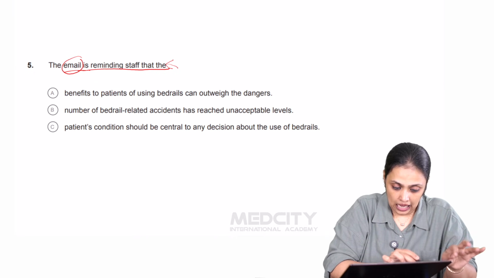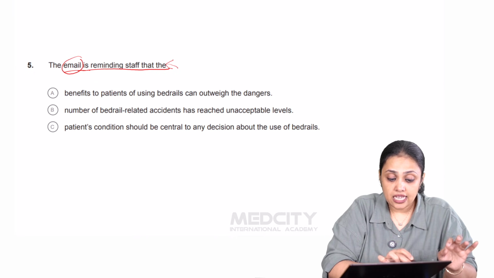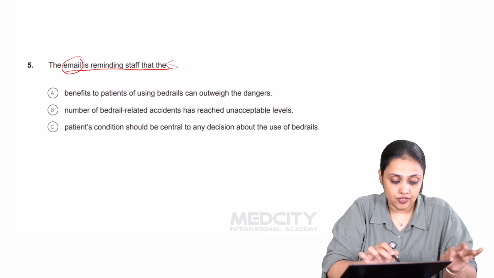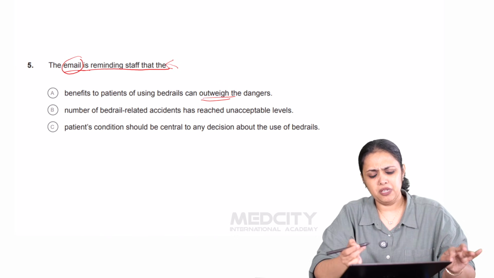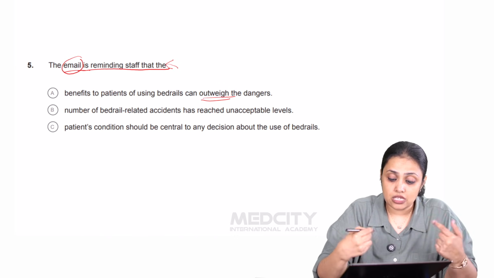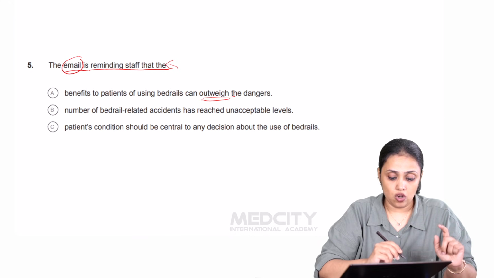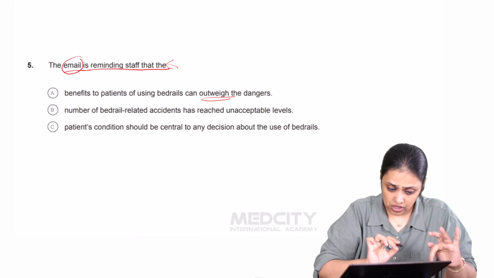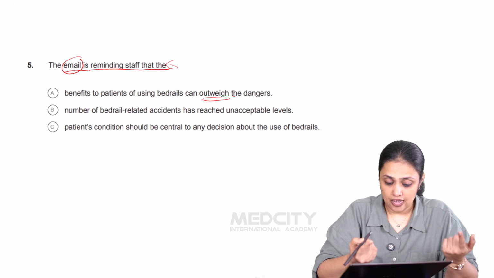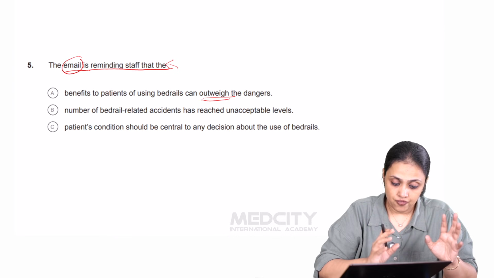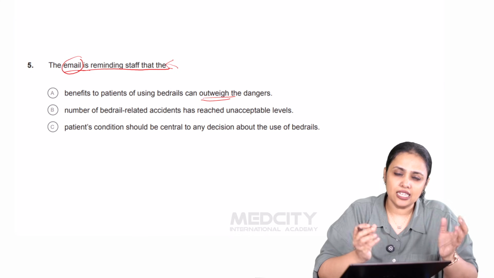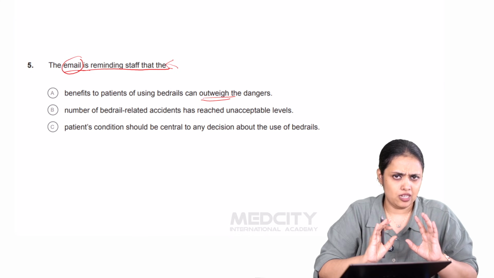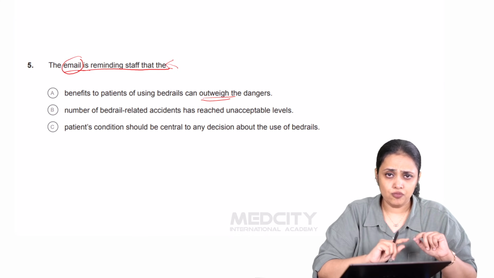So if you're choosing A, option A says that the email is reminding staff that the benefits to patients of using bed rails can outweigh the dangers. Outweigh means it is more significant than the dangers caused by bed rails. So option A says that the benefits the patient gets by using the bed rails are much higher than the dangers caused by bed rails. So that is one idea which you've just seen now.